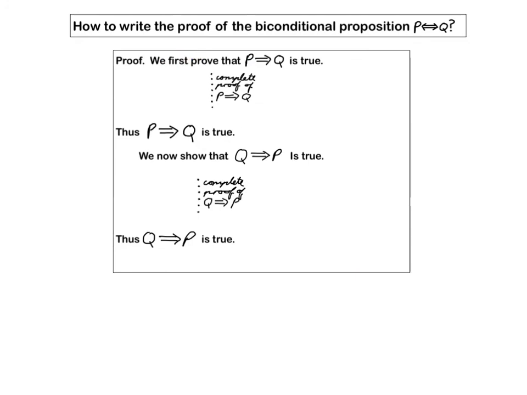I just wanted to say a few words on how you write a proof of the biconditional proposition P if and only if Q. There are typically going to be at least two paragraphs. One paragraph for the proof of P implies Q, and one for the proof of Q implies P. Most of the time, you have to do them separately. So in your proof, you would first say, we first prove that P implies Q is true, and then you would complete the proof, and end the paragraph by saying, thus P implies Q is true. Then you start a new paragraph: we now show that Q implies P is true. You would complete the proof of that, and conclude by saying, thus Q implies P is true.